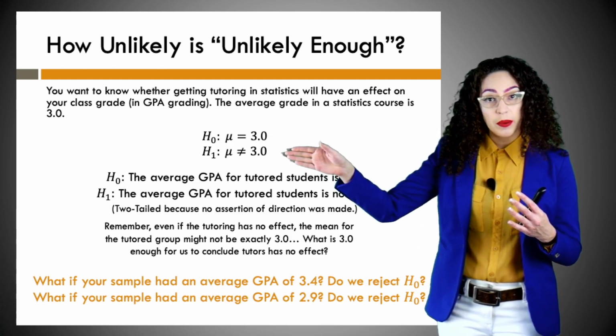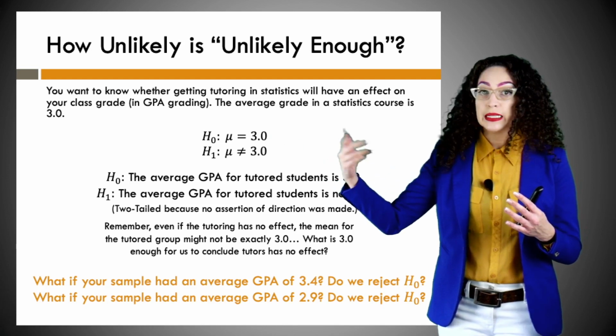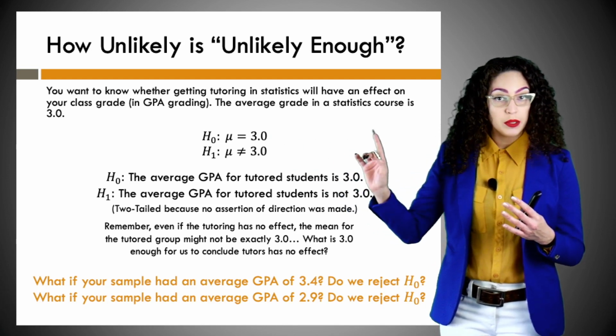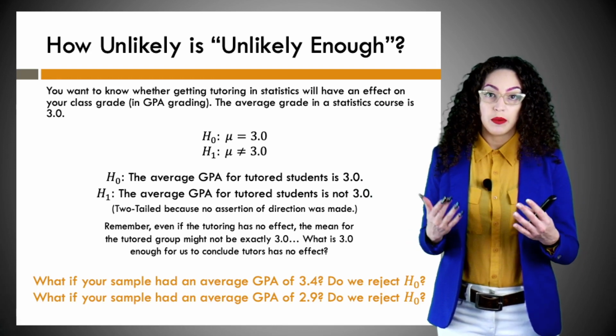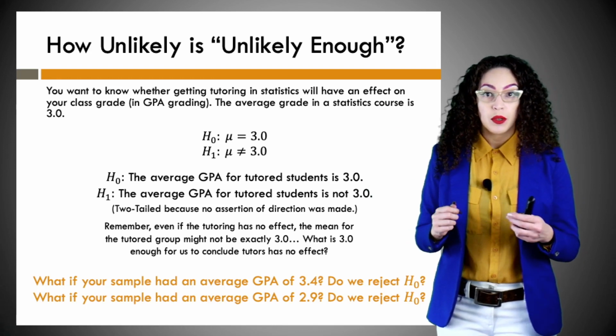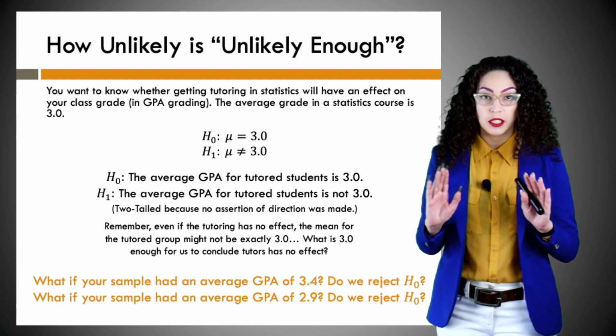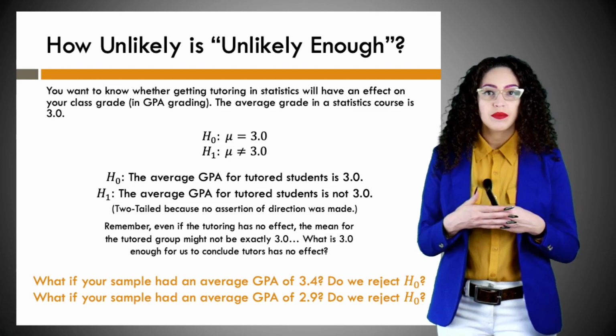Our alternative hypothesis is going to state that mu is not equal to 3. But notice in this particular example, it just says an effect. Even though we're talking about tutoring and we would hope that it would increase your grade, we are not making any assertion of which direction it is. We are just saying a difference.